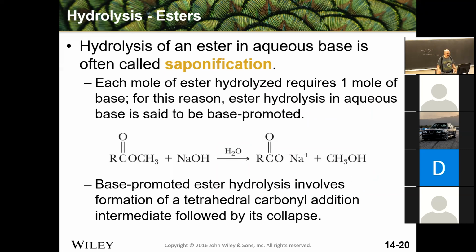Hydrolysis of an ester in aqueous base is often called saponification. Each mole of ester hydrolyzed requires 1 mole of base, and for this reason, ester hydrolysis in aqueous solution is said to be base promoted rather than base catalyzed. Notice also, again, we get the alcohol, but since it's in basic solution and carboxylic acids are acidic, we'll end up with the conjugate base of the carboxylic acid, or the carboxylate.